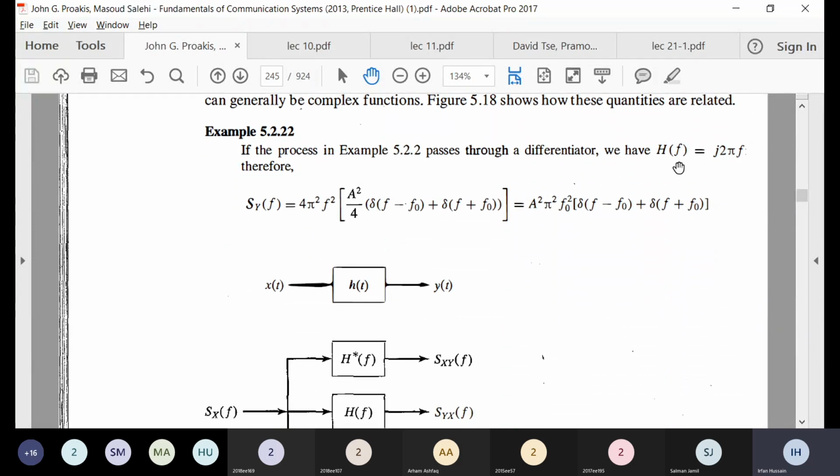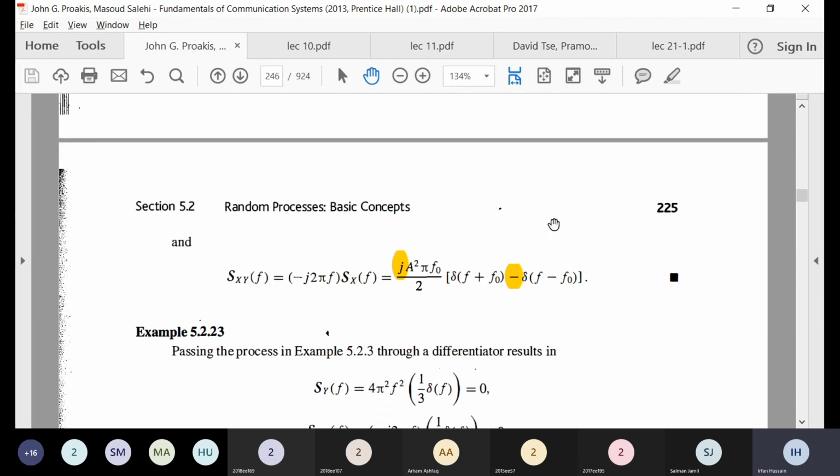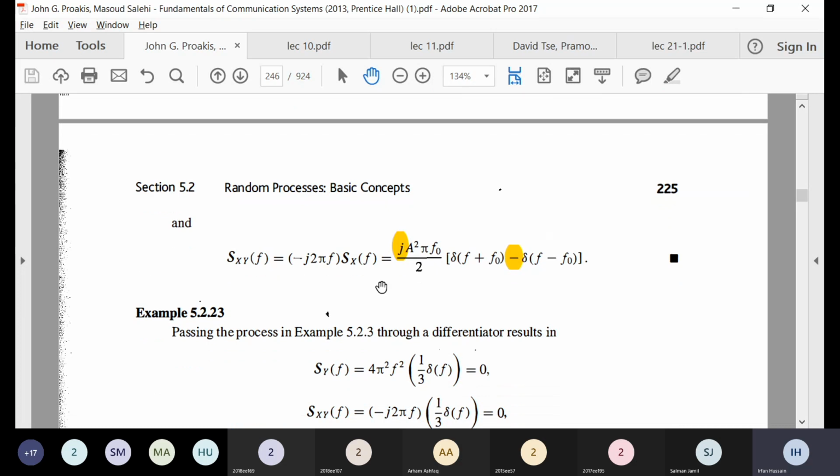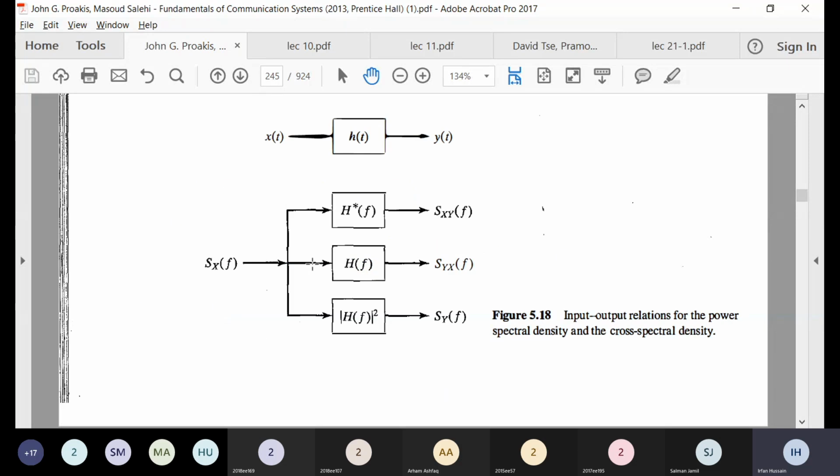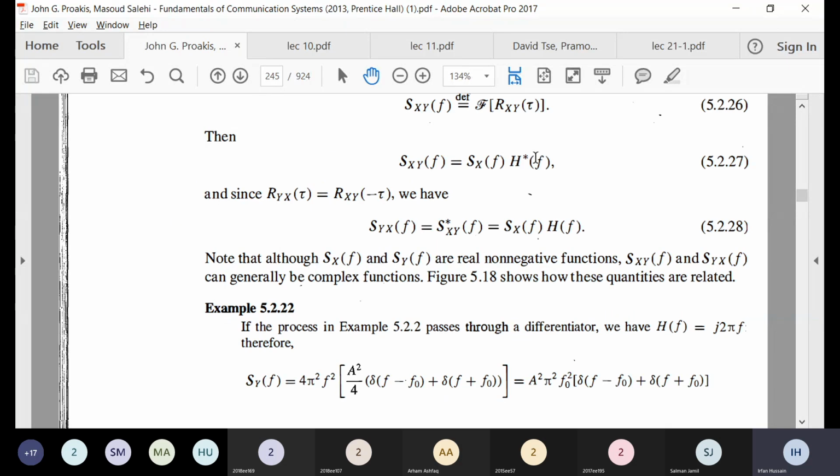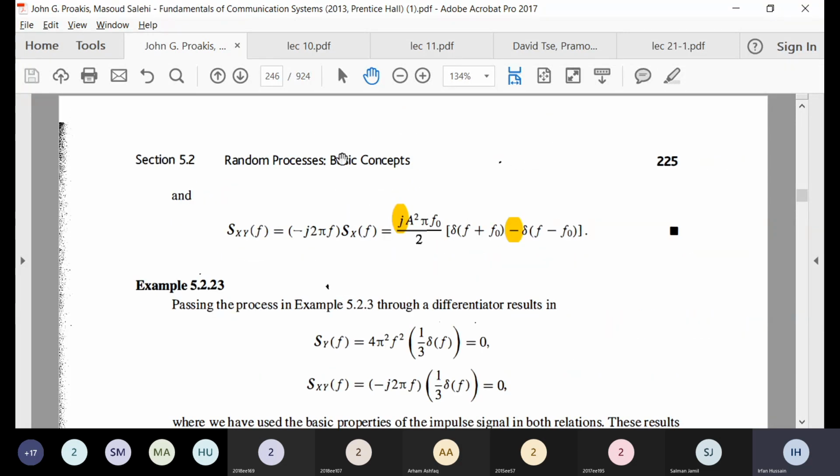Simple example. So H(f) is this. I want to find the output PSD. The process is the same cosine which was giving us this PSD. So I just take the product of the PSD with the mod square of H(f), and I will get the output. If I want to find the cross correlation, I have to take H(f) conjugate. So H(f) for our differentiator is j2 pi f. Because it is conjugate, it will be minus j2 pi f into S_x.